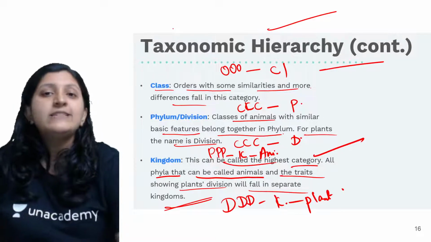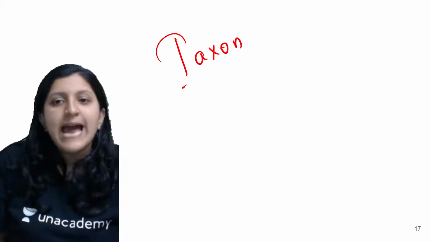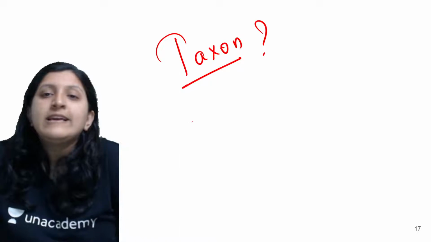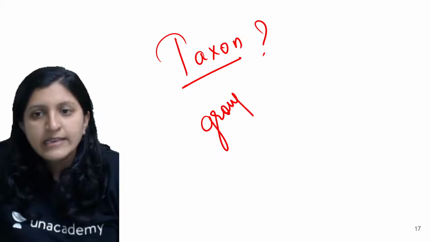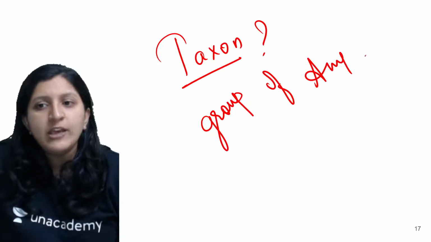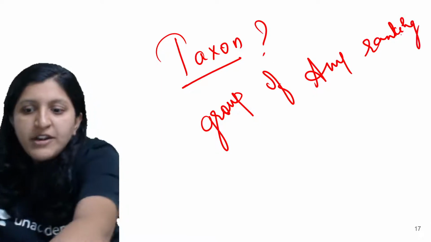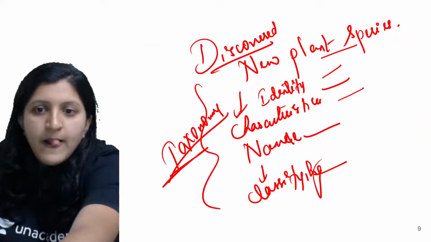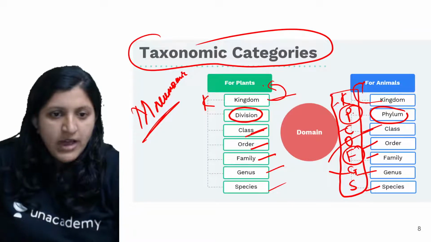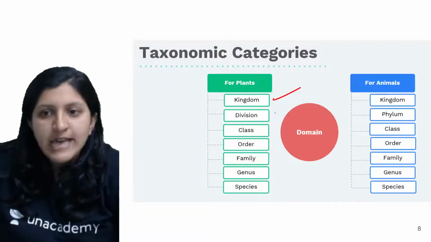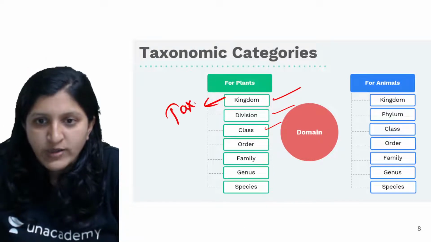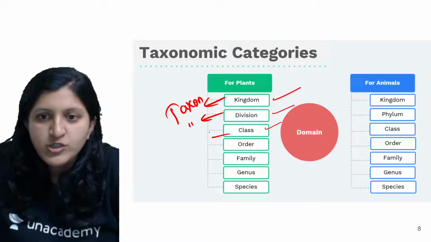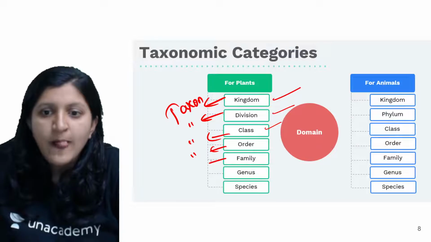So what exactly is a taxon? There is a particular term called taxon. A taxon is a specific group of any ranking. What is the meaning of that? You can find different rankings here. I'll just show you these rankings. This is one rank, this is another rank, this is another rank. Any ranking which is there, each of these is a taxon. So each of these is a taxon of any ranking.